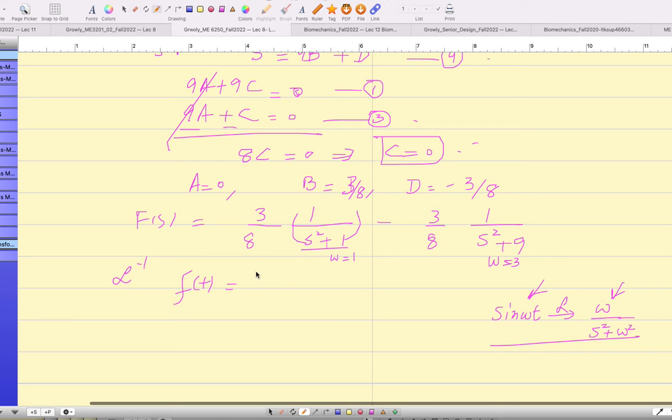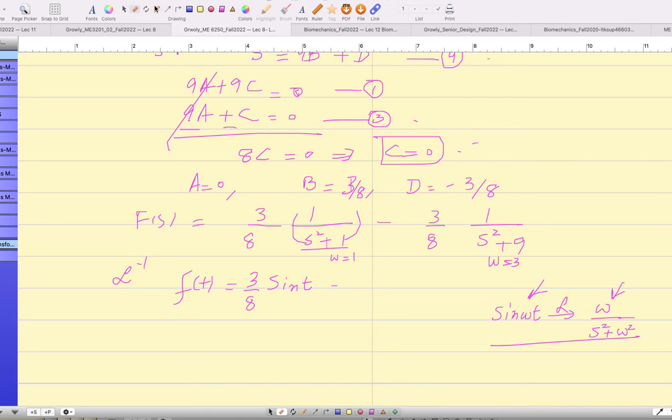So I can write it down as 3 over 8 sine of t, agreed, minus 3 over 8, actually I don't need to write the 3 down, because the 3 is part of the formula, since omega is the numerator, so it is 3 squared. So I will write down 1 over 8 sine 3t. This is your answer.